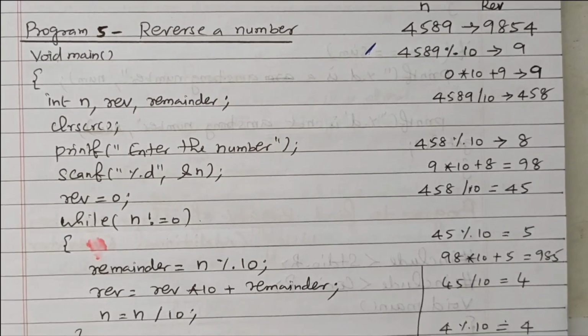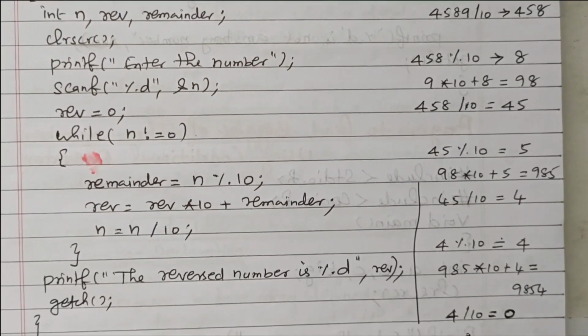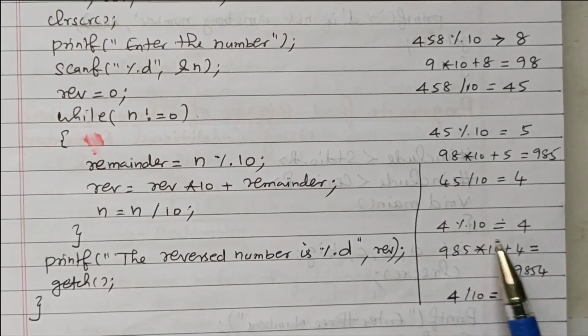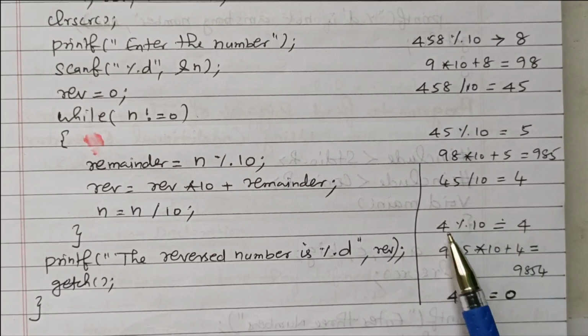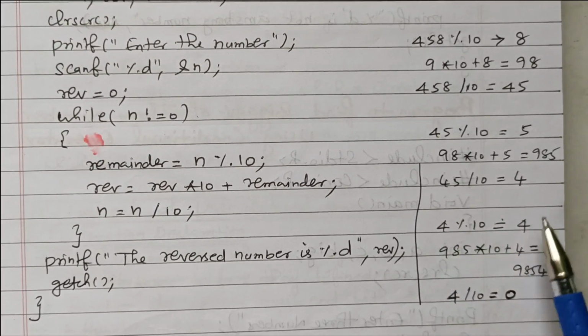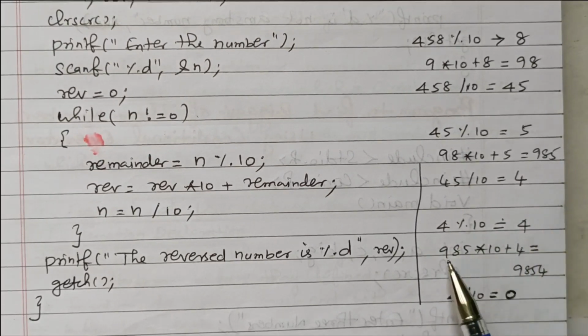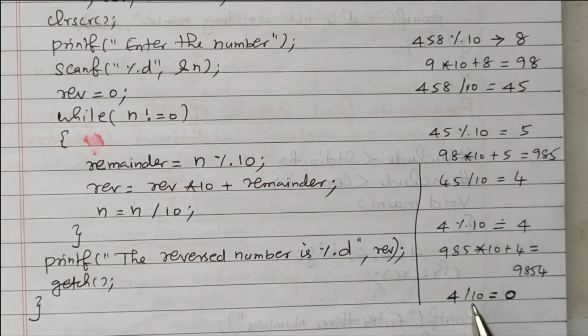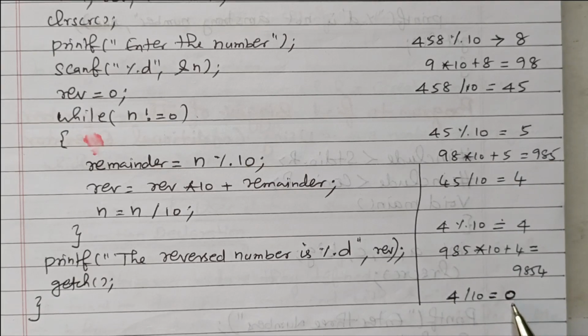Now one more process is there. 4 percent 10. The remainder is 4. It is not going, only the remainder is there. Already 985 is available. 985 into 10 plus 4. So 9854. This is our required answer. So as usual we have to divide by 10. So it is 0. Once it reaches 0, we can stop the process. Until it reaches 0, we continue, and then stop.